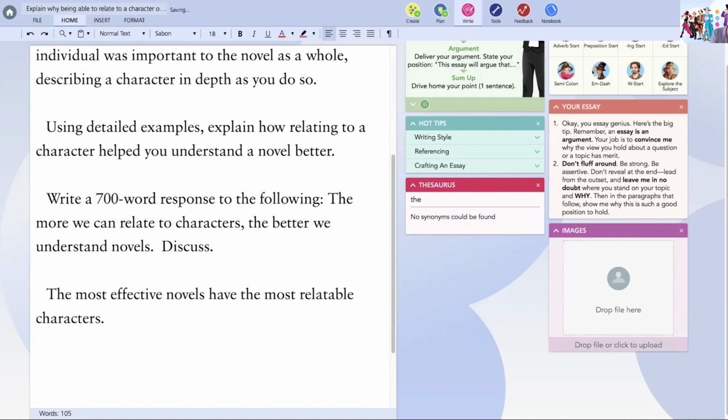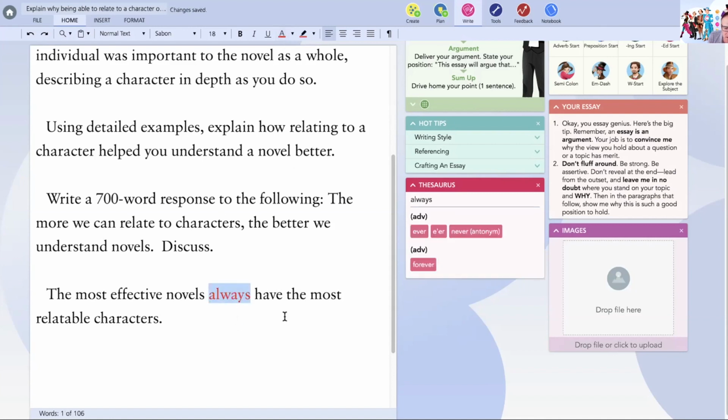Now, if I want to get under a student's skin, I would do this. And that simple addition right there has made the question more powerful. The most effective novels always have the most relatable characters, and immediately the student who wants to propel themselves will go, I'm not sure about that, miss or sir. And you go, good, prove it.